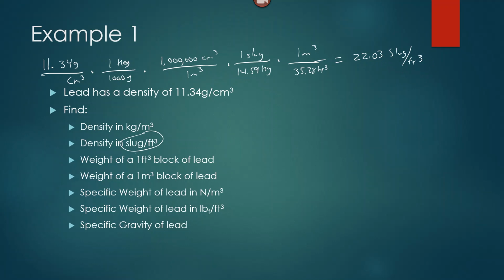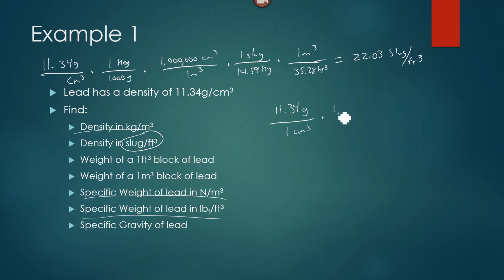Now from here, the easiest way to get specific weight in these two units and density in this unit is actually to go to specific gravity. But we're not going to do that. We're going to go the long way around to get to kilograms per meter cubed. That's actually much simpler. We can just do 11.34 grams per 1 centimeter cubed.